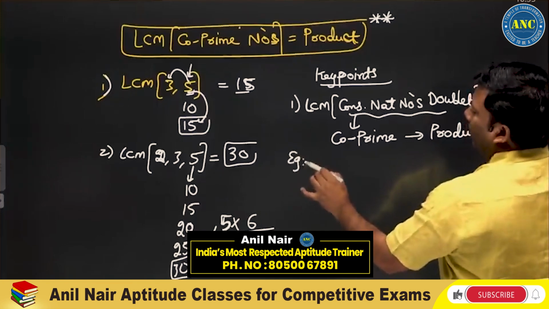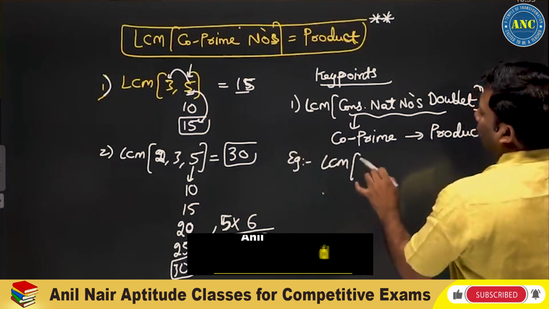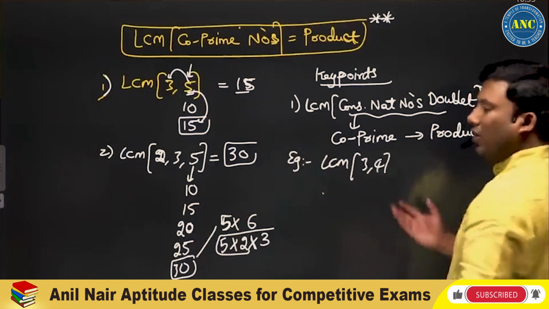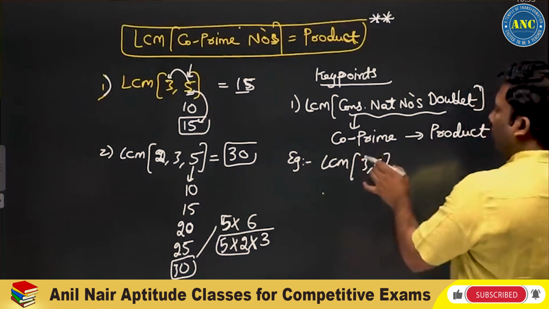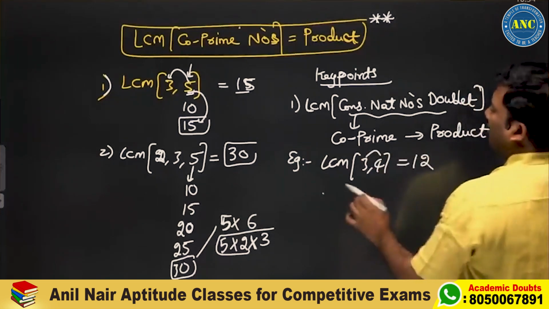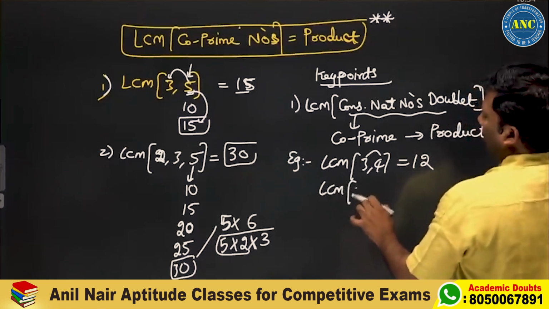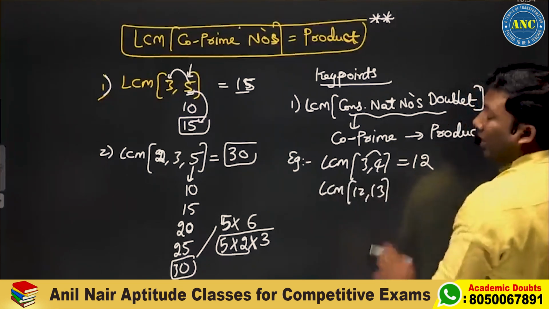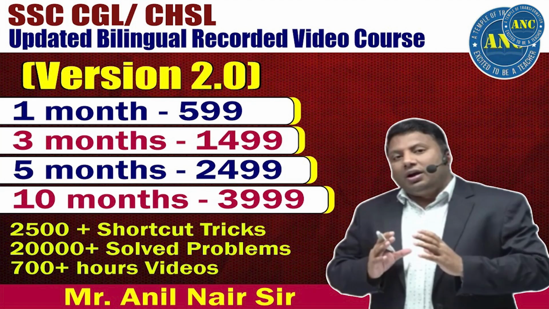Example. Obviously, two consecutive natural numbers. 1 into 3, 1 into 4. Only factor common. 3 and 4 are two consecutive natural numbers. It is always the product. LCM of 12, 13. 1 into 12, 1 into 13. So answer is 12 into 13, which is 156.